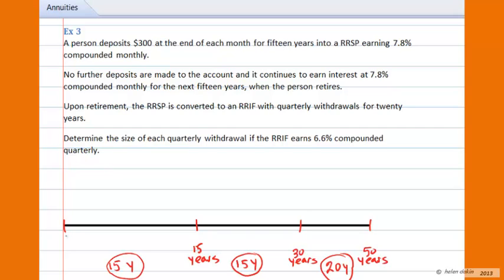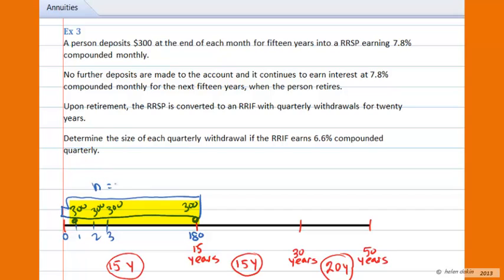So let's show that on our timeline here. We've got monthly deposits 0, 1, 2, 3, all the way up to 180 monthly deposits of $300 at the end of every month for the first 15 years. So there's our annuity. Deposits are made at the end of every month, so N is equal to 180 deposits.